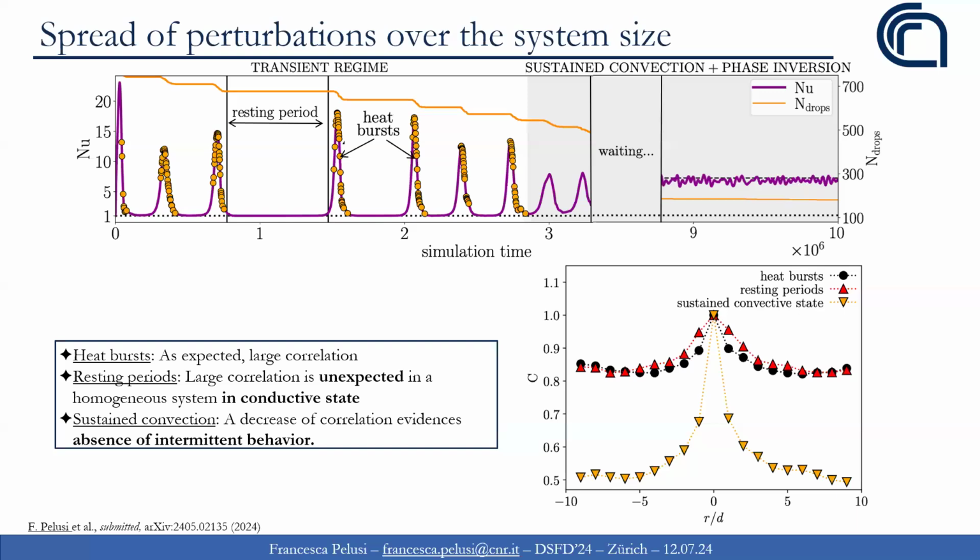And finally, what was also interesting was to measure the droplet correlation function, in particular the displacement correlation function, as a function of the distance r between the droplets normalized with the average droplet diameter. And what you can see is that the correlation is large during the heat burst, obviously, because you have the thermal plume that occupies the majority of the system. So it's macroscopic and all the droplets follow the macroscopic motion.